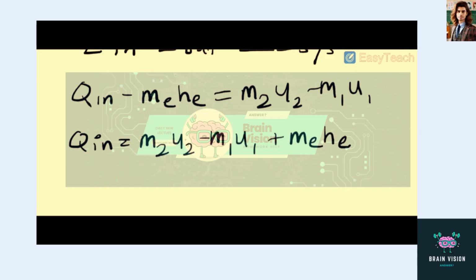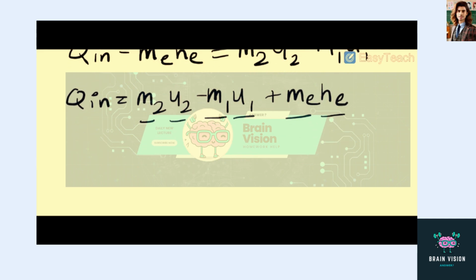Now we actually have all of these quantities: m2, m1, and me we just solved for, u2 and u1 we looked up in the table, and he we also looked up in the table. So we have everything we need to solve for Q in, and we get a total heat transfer of 241.87 kilojoules. And that's our final answer.